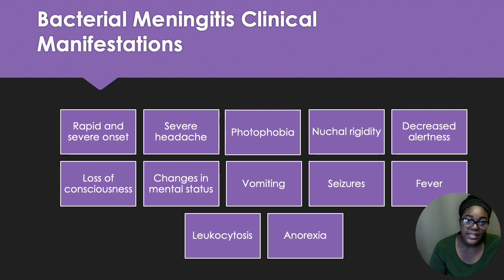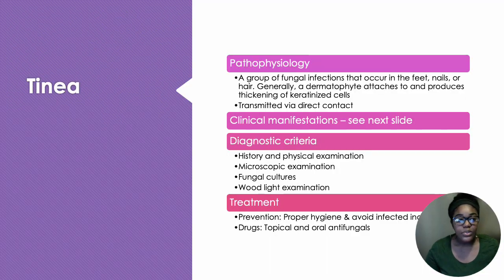anorexia, and leukocytosis. Next, we'll talk about tinea, and the pathophysiology of this is that it is caused by a fungus. These are a group of fungal infections that normally occur in the nails, feet, or hair, and generally a dermatophyte attaches to this area and it produces the thickening of keratinized cells.